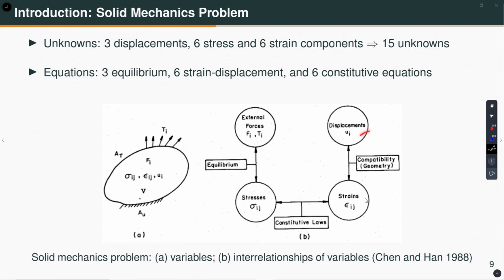So, displacement and strains are related by the compatibility or strain-displacement relationship, right. Then strain and stresses are related by the constitutive relationship. Those 6 equations that we will see in just a little bit are called the generalized Hooke's law or constitutive laws, okay. And then stresses and external forces are related by the equilibrium equation, which I have not discussed, right. So, this is how they are related. You have got 15 unknowns and you have got 15 equations to solve, okay.